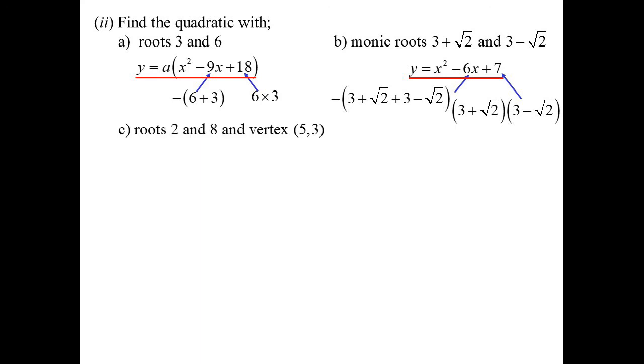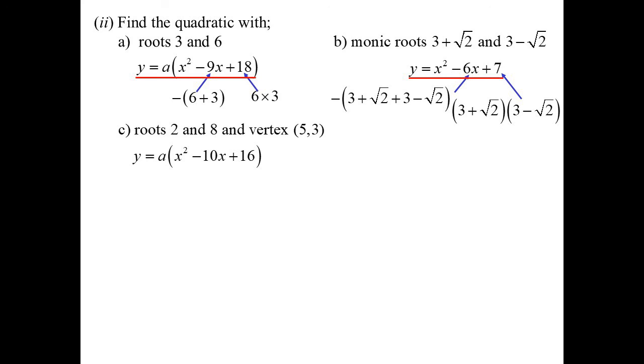This time they've told us a bit more information. They've told us the roots, but they've also told us the vertex. So it's going to be some multiple of. Multiply 8 and 2 together, 16. Add them together, I get 10. So I'll make the middle one -10.